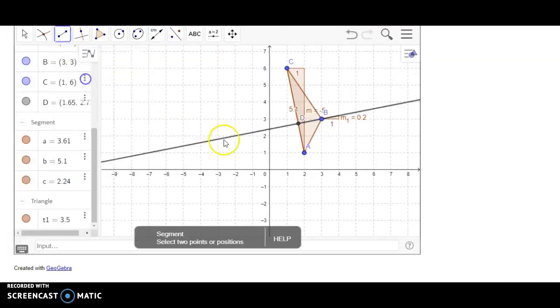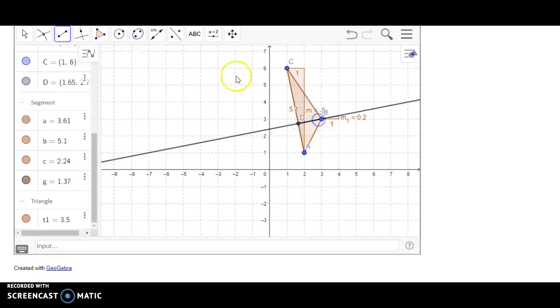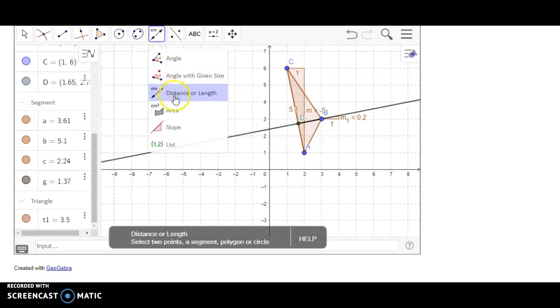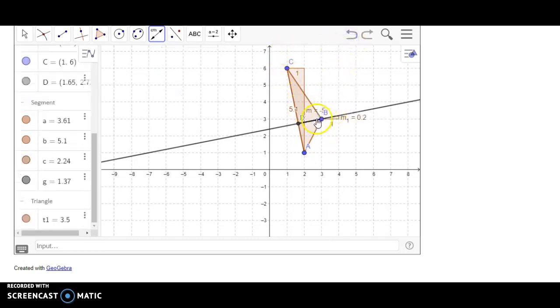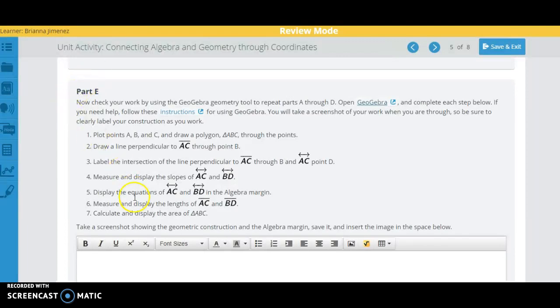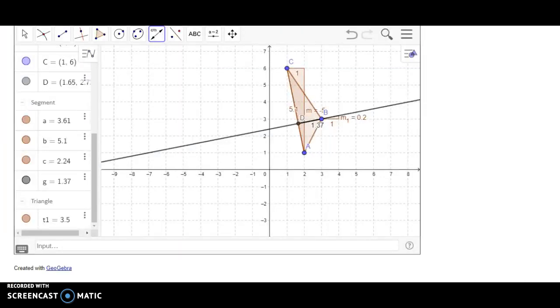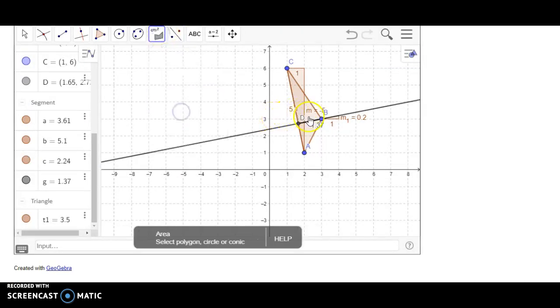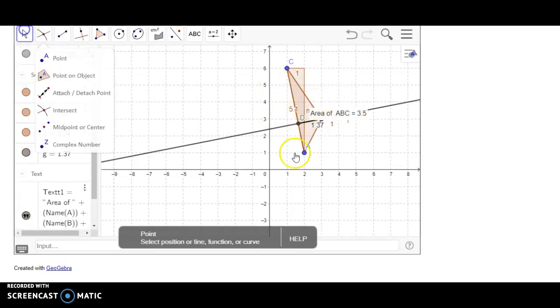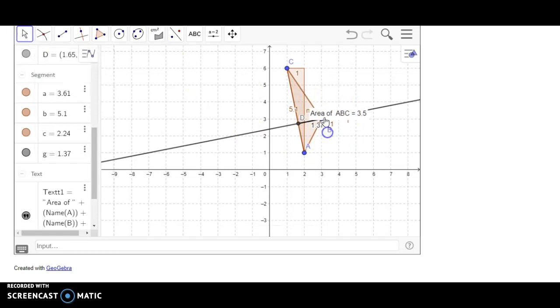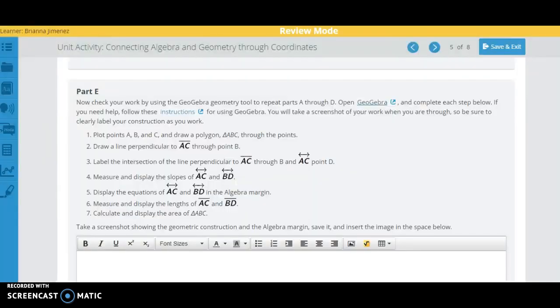So we're going to make a segment with BD. Then we can measure it. Oh no, not perimeter. There we go. Calculate and display the area. Go here, area, click in the middle, make sure you're clicking in the middle of this big one. And there we have it. Oops, one more view. Okay, cool. So that should be how your construction looks for this part.